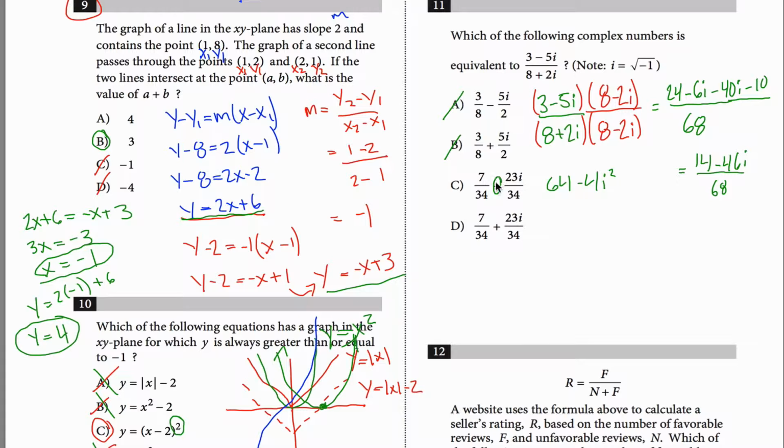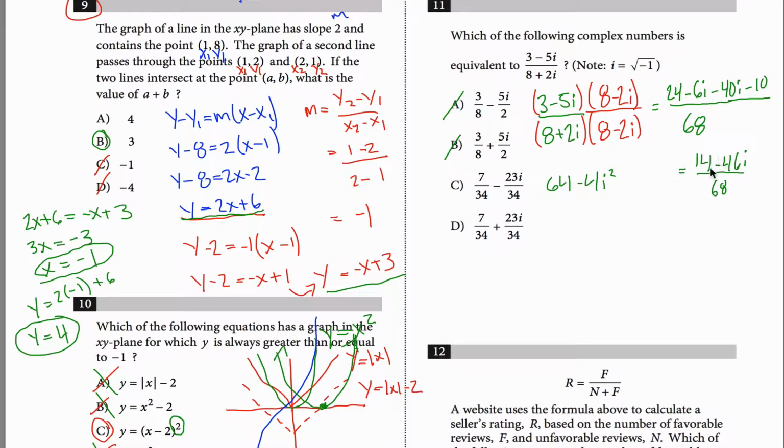Well, anyways, if you could figure that out, more credit to you. But I couldn't when I first looked at it, so I went through and actually solved it, and I got here. At this point, I know this is my answer because it's got a minus sign in between the real and imaginary parts. But if you don't feel good about that, you can be like, oh, the denominators here are 34s, and this is 68.